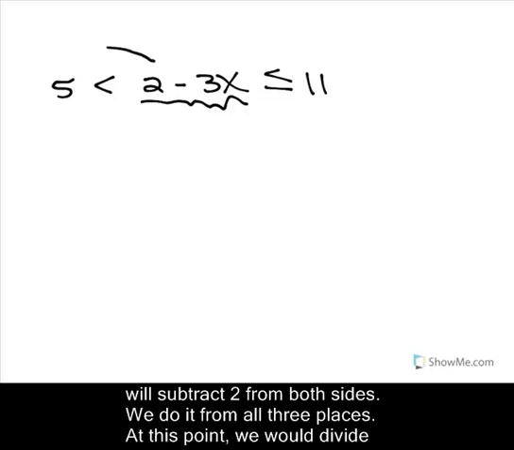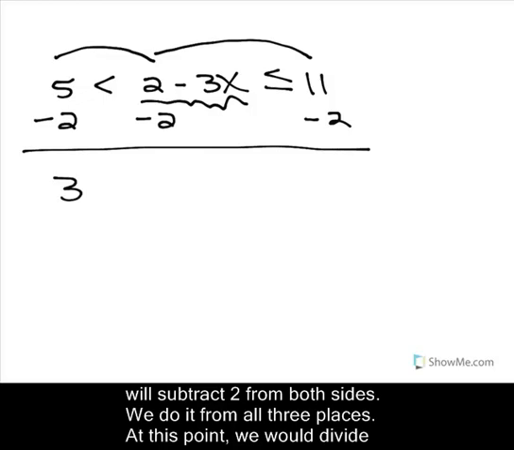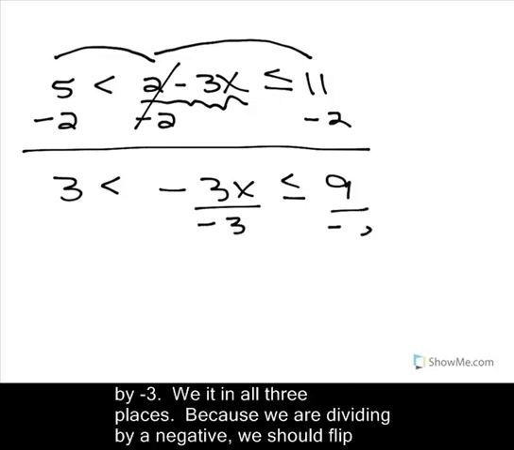So I'm going to subtract 2 from all 3 places. I'm going to subtract 2 here, and here, and here. So I get 3 is less than negative 3x is less than or equal to 9. Now, at this point, if this were just a regular equation, you would divide by negative 3. So you still do that, but you do it in all 3 places.